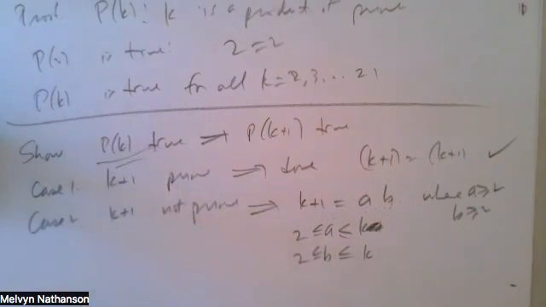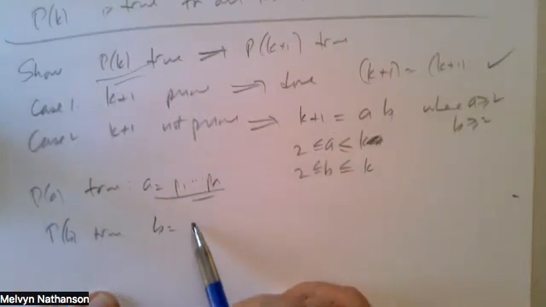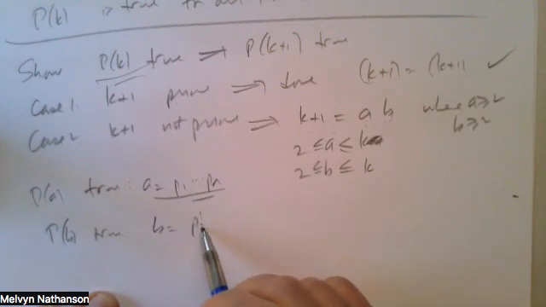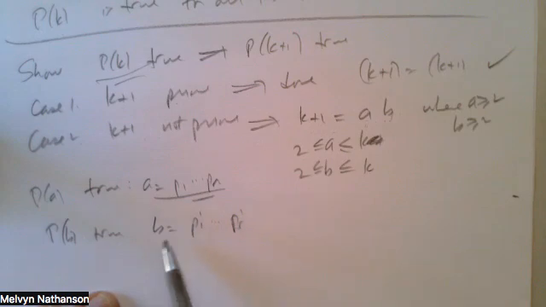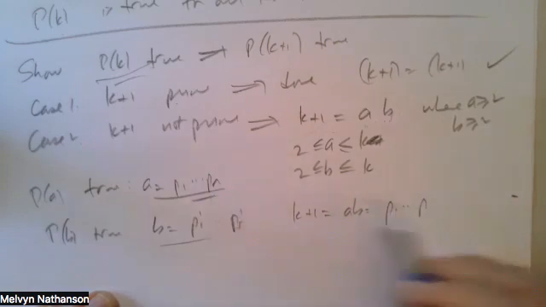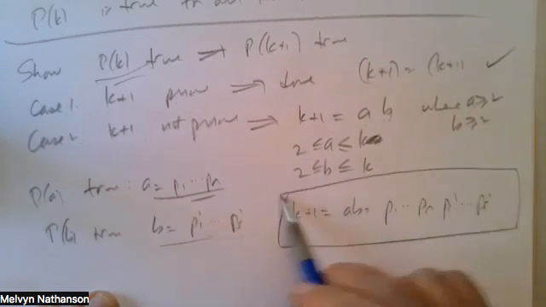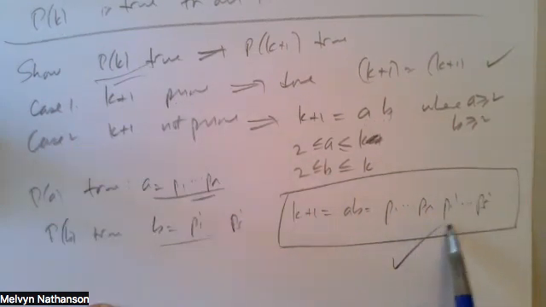But we're assuming P of k is true. What I mean by that is every integer k or smaller factors. So P of a is true. So a is some product p1 up to p sub r, product of prime numbers. And P of b is true. So b is some product p1 prime up to p sub s prime. So k plus 1, which is a times b, is the product of these r primes times these s primes. And we're done, because k plus 1 is now a product of prime numbers.